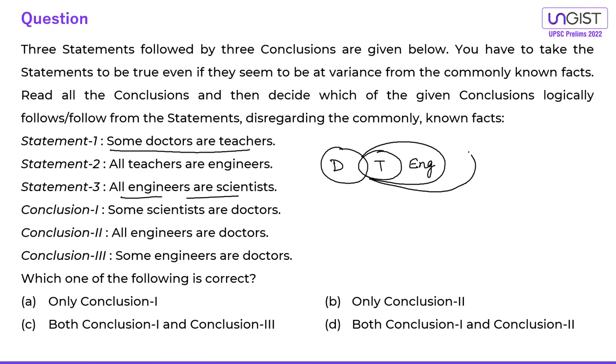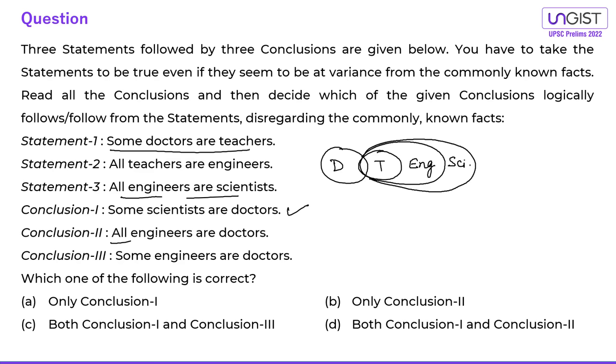All engineers are scientists. Okay, all engineers are scientists. After that, some scientists are doctors. These are the conclusions. First conclusion, some scientists are doctors. Yeah, it is correct. Second conclusion, all engineers are doctors.